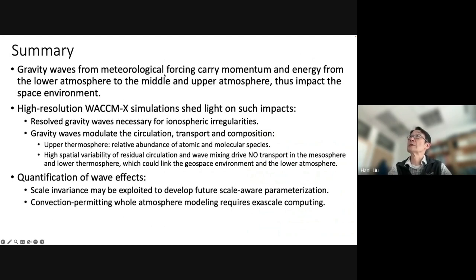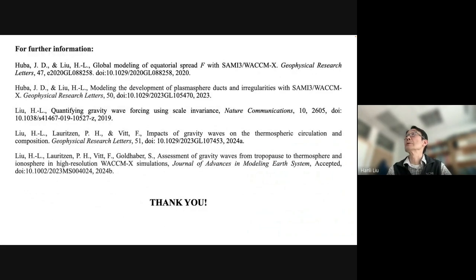So this is the summary. Gravity waves from meteorological forcing are important for the space environment. I gave you reasons for that. From the high resolution runs, we learn a lot about the physics. Going forward, I think there are two ways to better quantify the wave effects. One is to take advantage of the scale invariance, devising better parameterizations with fewer unphysical assumptions. The other is going exascale, trying to resolve the full mesoscale range. So that's it. These are some references if you're interested in more information.